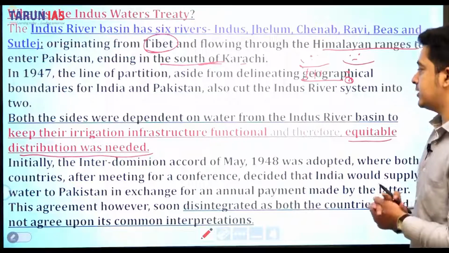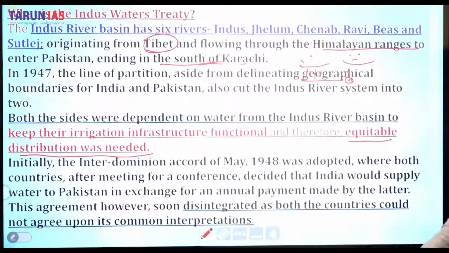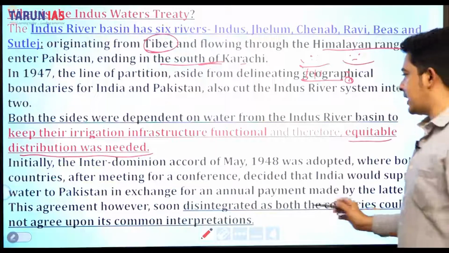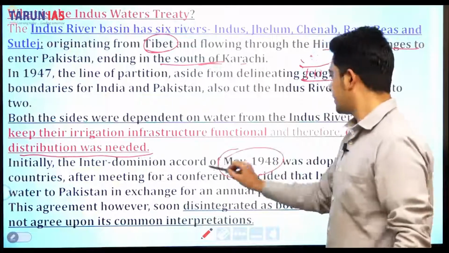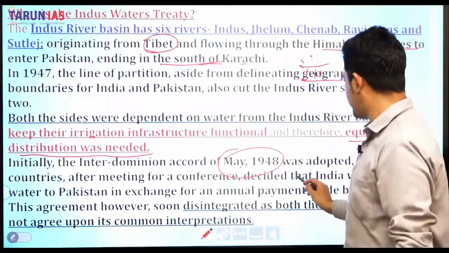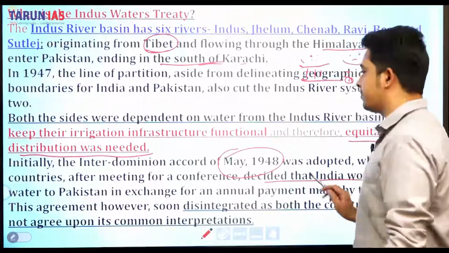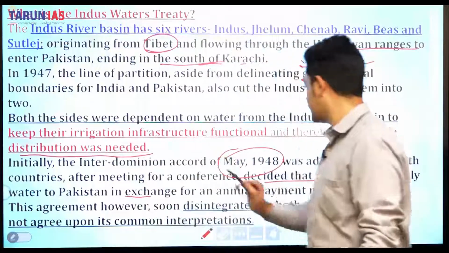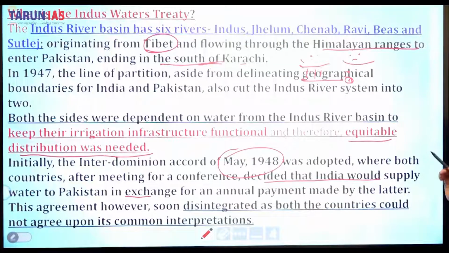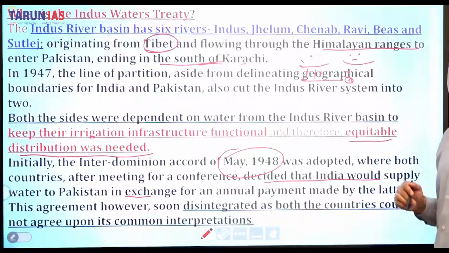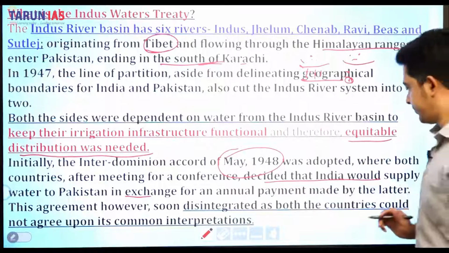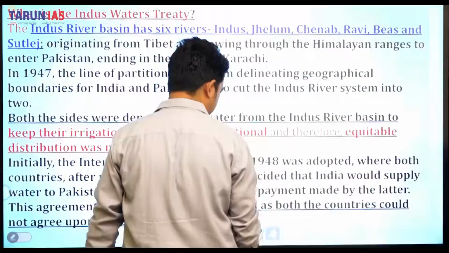So initially the Inter-Dominion Accord of May 1948 was adopted, when both countries, after a conference, decided that India would supply water to Pakistan in exchange for an annual payment made by the latter. So in May 1948, what was the history? This agreement, however, soon disintegrated as both countries could not agree upon its common interpretation. And then what happened next?